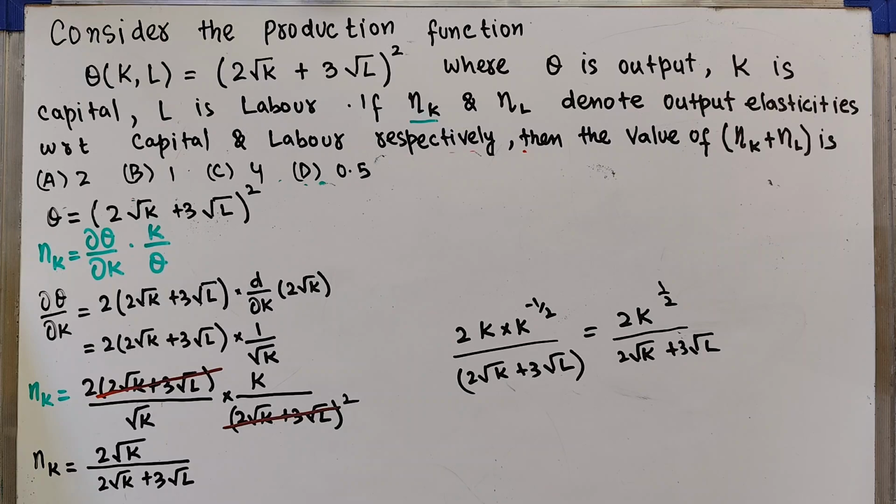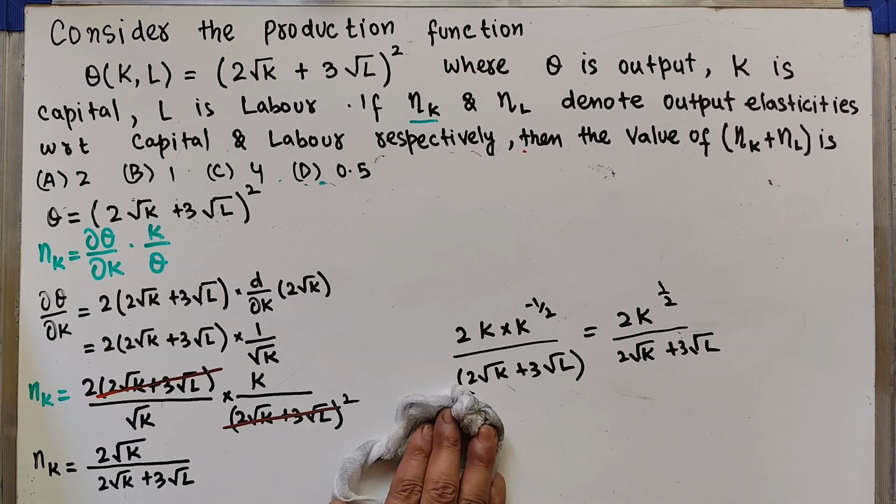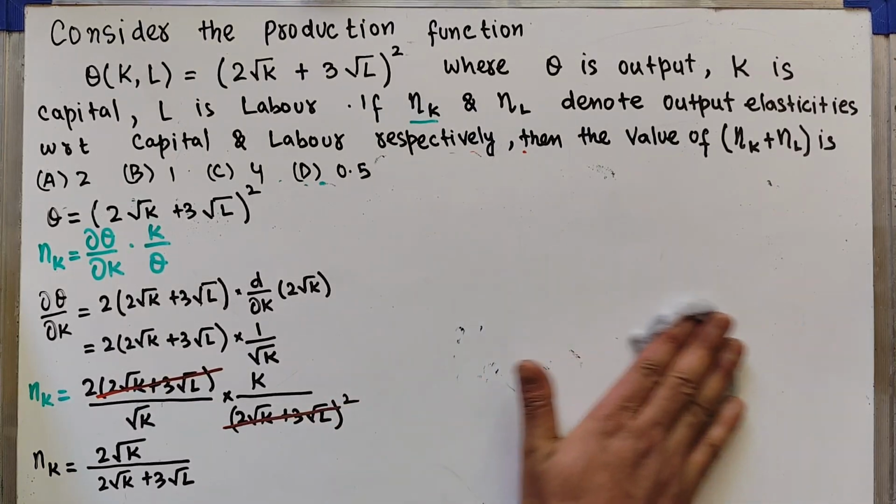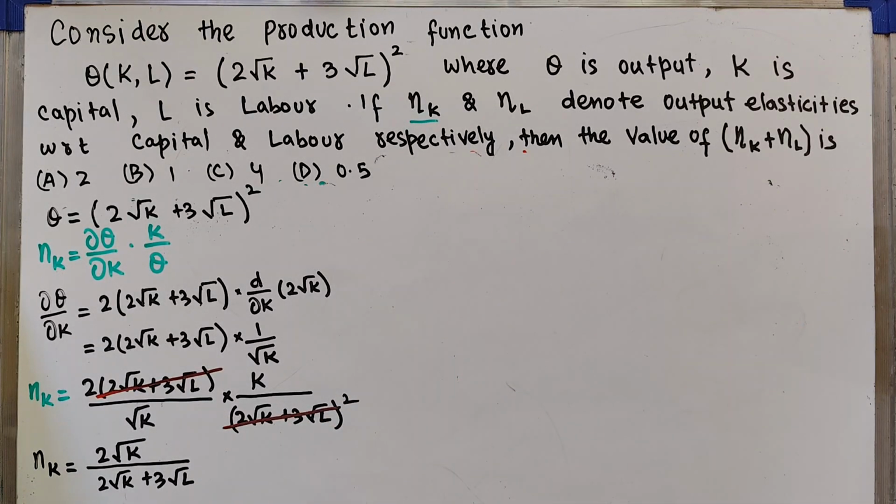Okay, this is our output elasticity of capital. So let me rub this out. I forgot to mention about the output elasticity of labor that we have to find out. So this is our output elasticity of capital.